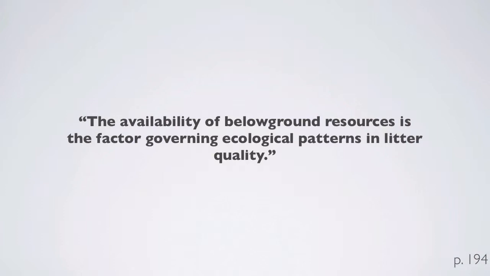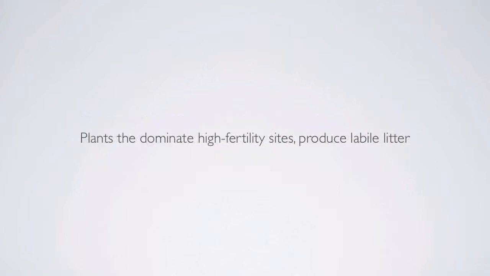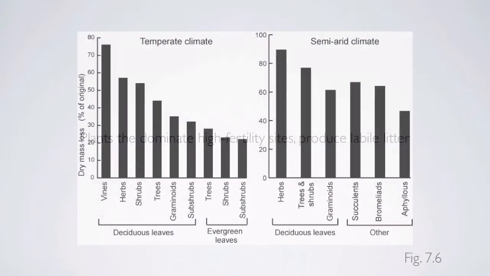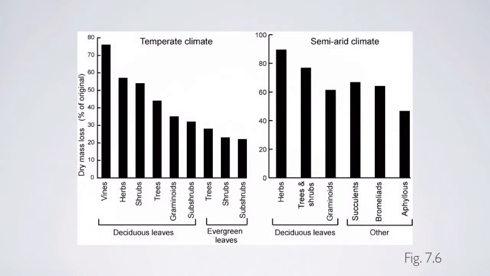Now, on some scales, the availability of below-ground resources is the factor governing ecological patterns in litter quality. So if you want to understand whether a system is going to have high-quality litter, meaning that it's easy to decompose, or low-quality litter, you need to take a look at the below-ground resources, which in turn affect the characteristics of the plants, which then determines the quality of the litter. So plants that dominate high fertility sites tend to produce labile litter, high-quality litter. And if you look across different types of plants in different climates, you'll see what this pattern is.